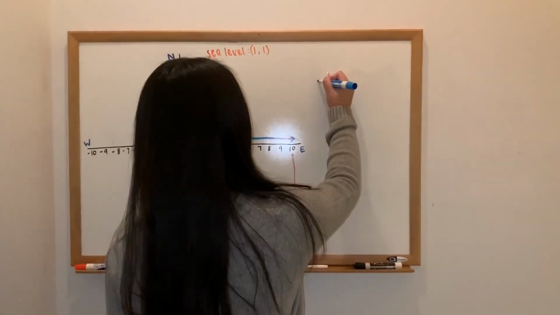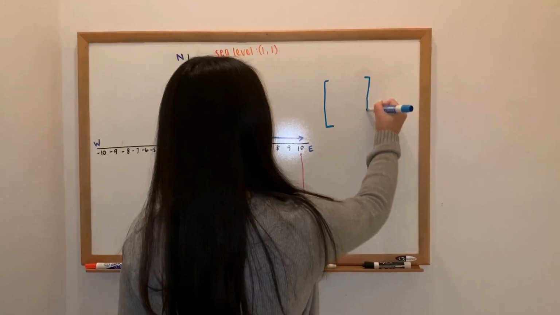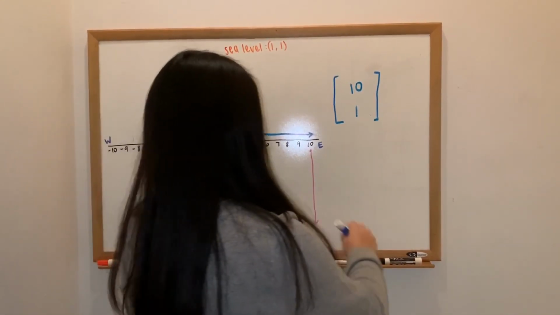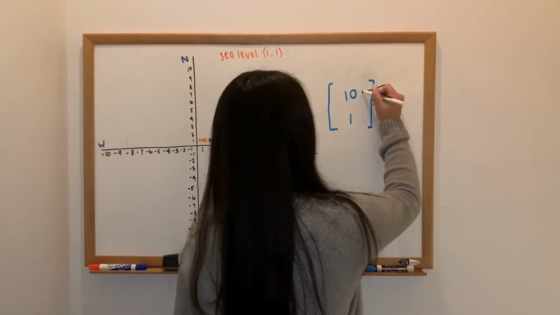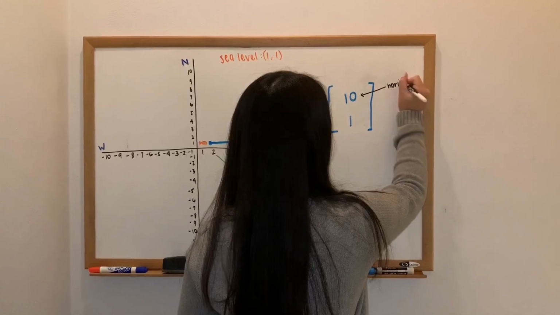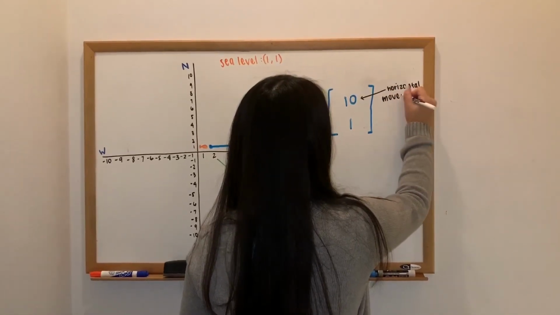For our first bracket, it is representing the first vector that we drew, or the blue line. The 10 goes on the top and the 1 goes on the bottom. The 10 represents the horizontal movement, and the 1 represents the vertical movement. This is a template that we will continue to use for all vectors.